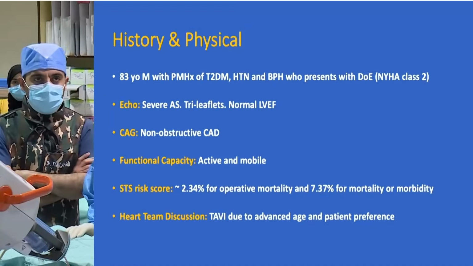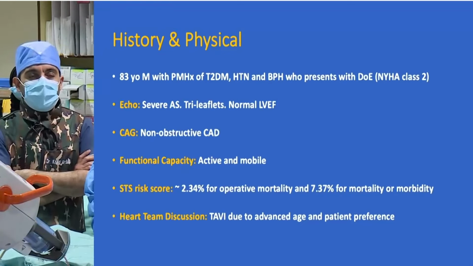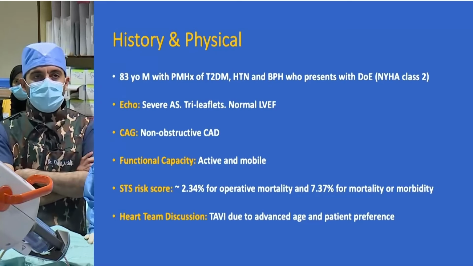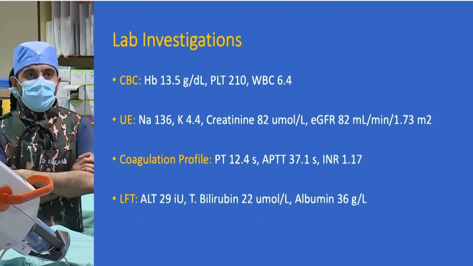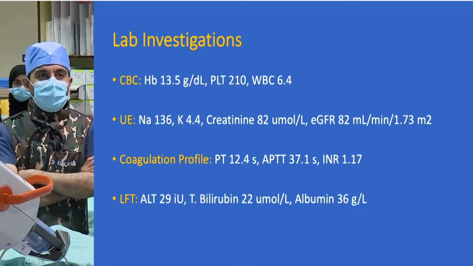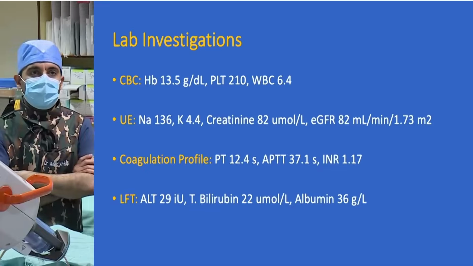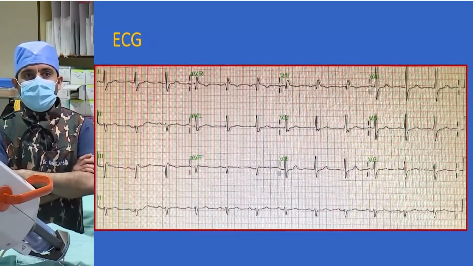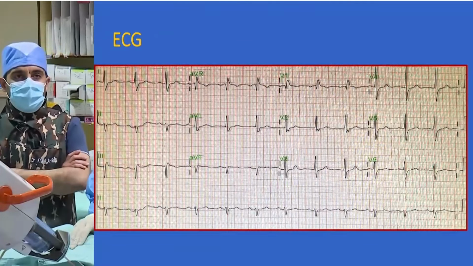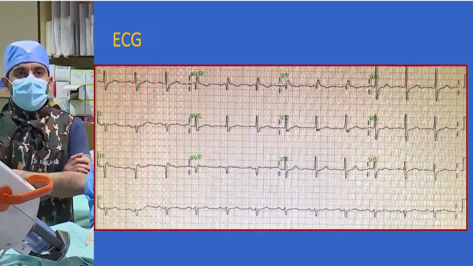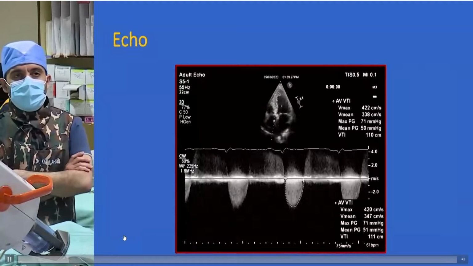He's an 83 year old gentleman. Now his STS risk score is not really high. It is actually 2.34 for operative mortality only. But the main issue here is the advanced age. His labs are unremarkable, normal hemoglobin, normal creatinine. Next. And this is his ECG, basically showing wide QRS complex sinus rhythm with right bundle branch block and normal PR interval. Next slide, please.